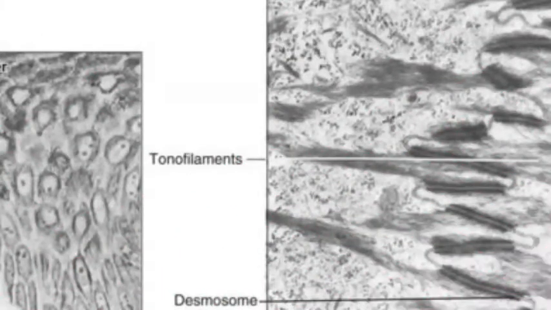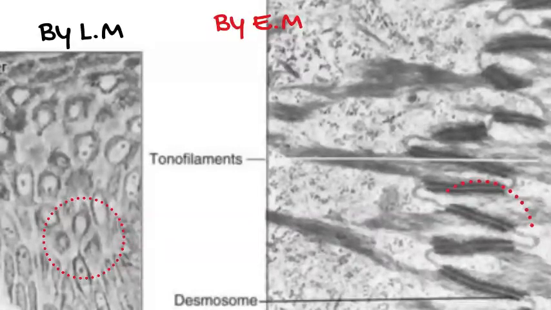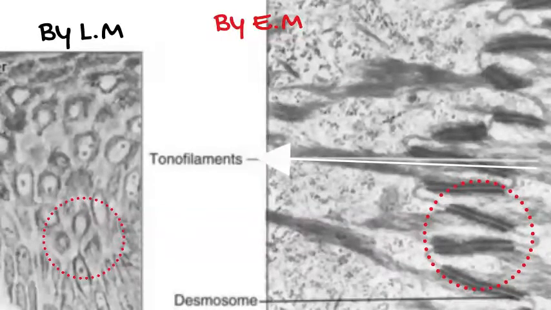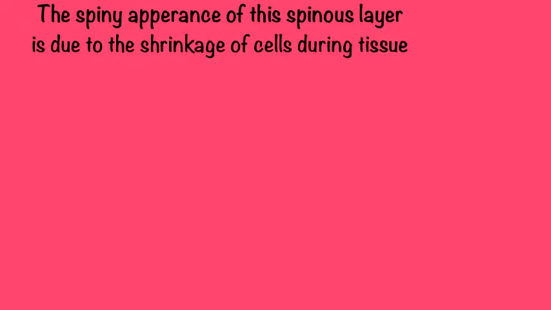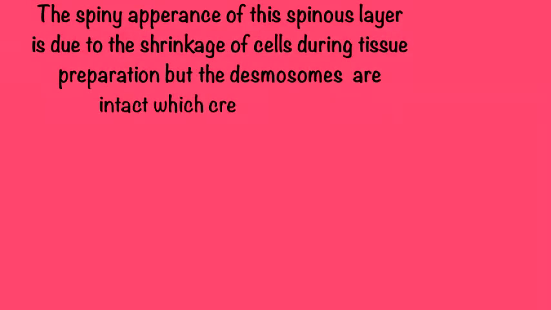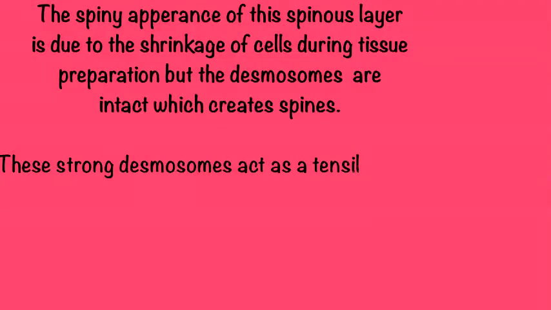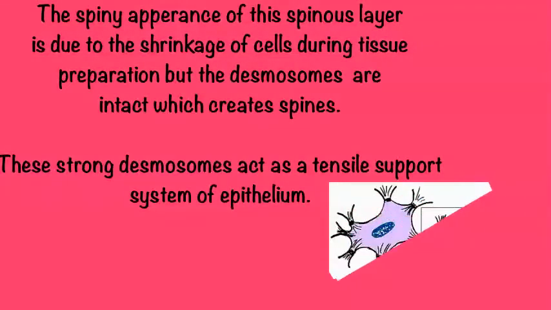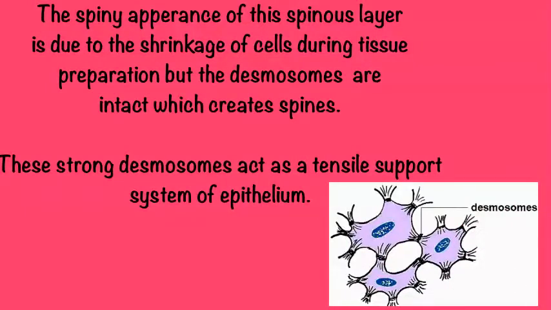Prickle cell layer under light microscopy shows the intercellular bridges between the cells. Under the electron microscope, you can see numerous desmosomes holding the cells, and tonofilaments are inserted into the attachment plaques. During tissue preparation, the cells shrink away from each other and remain in contact only at points. The points are desmosomes. This gives the cells a spiny appearance. The tonofibril network and desmosomes make up the tensile supporting system for the epithelium.